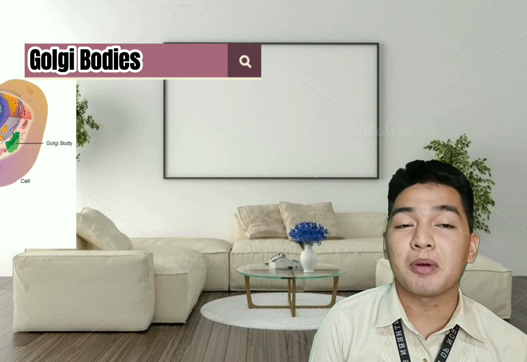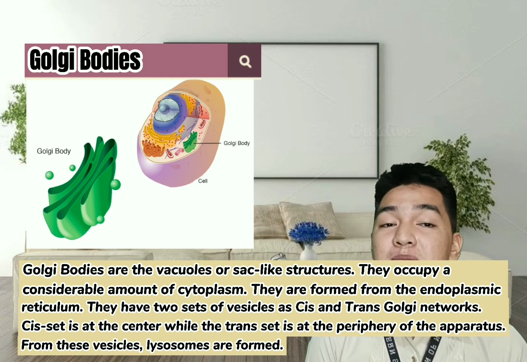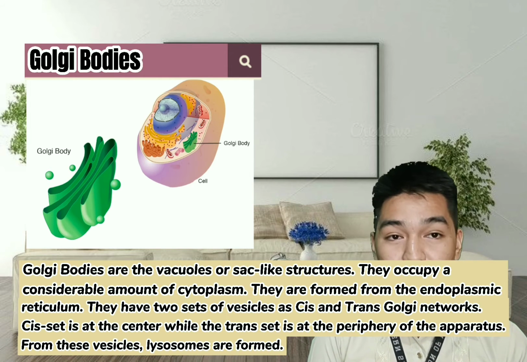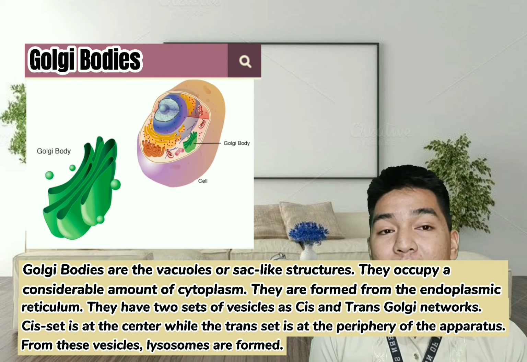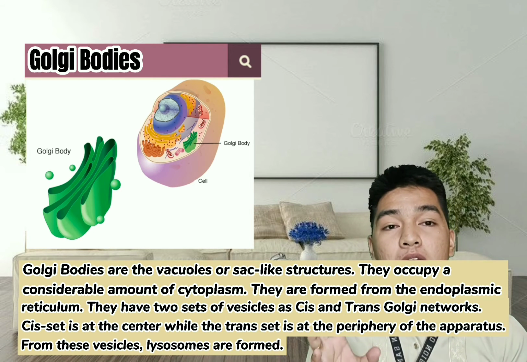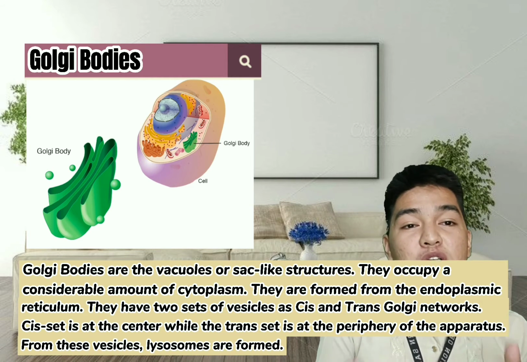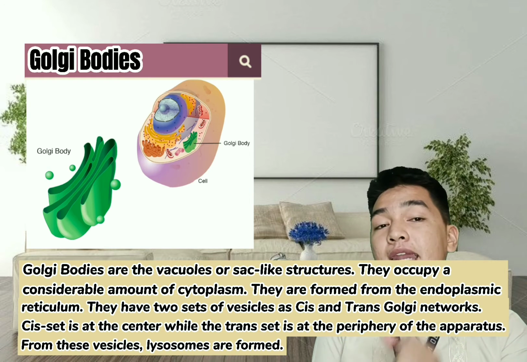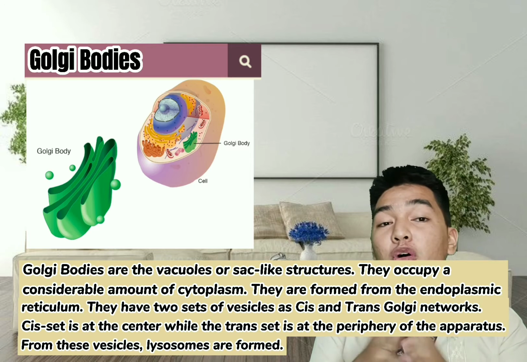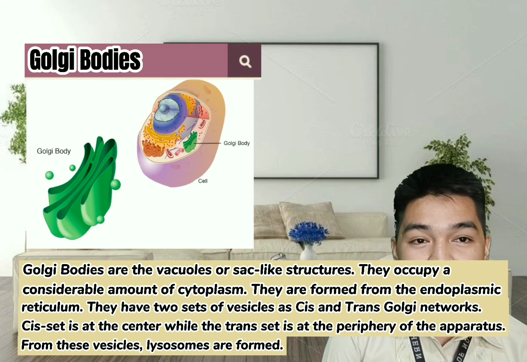Next is Golgi bodies or Golgi apparatus. Golgi bodies is a sac-like structure which is responsible for the packaging of protein. So yung Golgi apparatus, pinapackage niya yung protein into a desirable structure para magamit ng cell. So, siya yung nagpapackage or nagpo-proofread, kumbaga, ng mga protein para mabuo ito sa mga specific na structure para magamit ng cell.